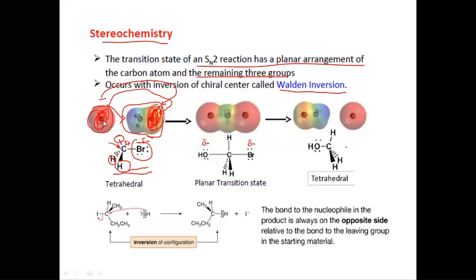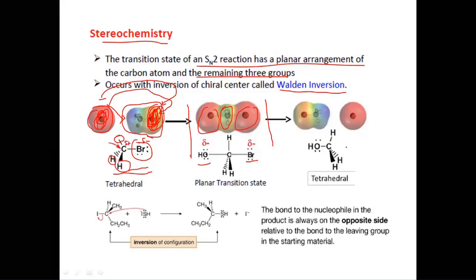During the approach of the nucleophile to the carbon from the backside, you need to attain a transition state. In this transition state, the electron density is slightly less over the carbon, and more over the nucleophile and over the Br system. That's why a partial negative charge appears on the nucleophile, and a partial negative charge also appears on the bromine atom. This is a planar transition state.